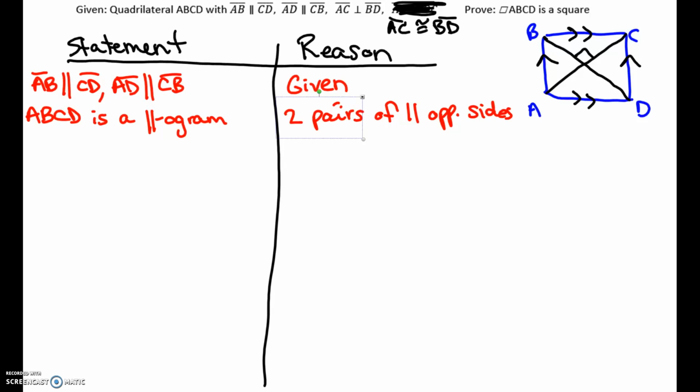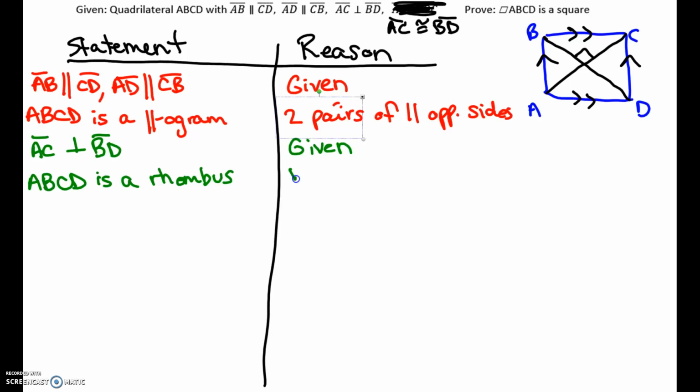Now let's prove we're a rhombus. Well, AC is perpendicular to BD. That was given to me. Those are my diagonals, and therefore ABCD is a rhombus because my diagonals are perpendicular.